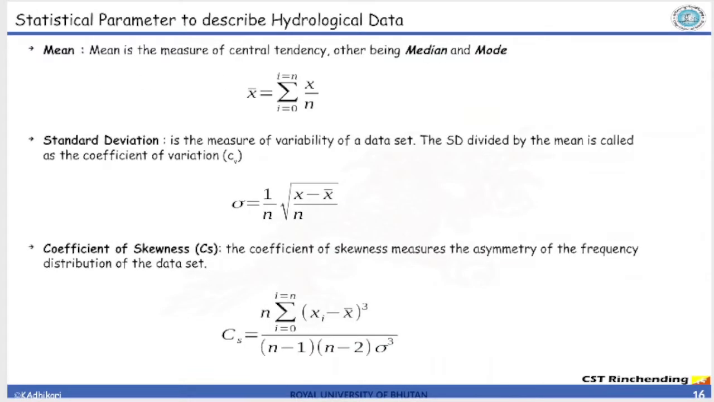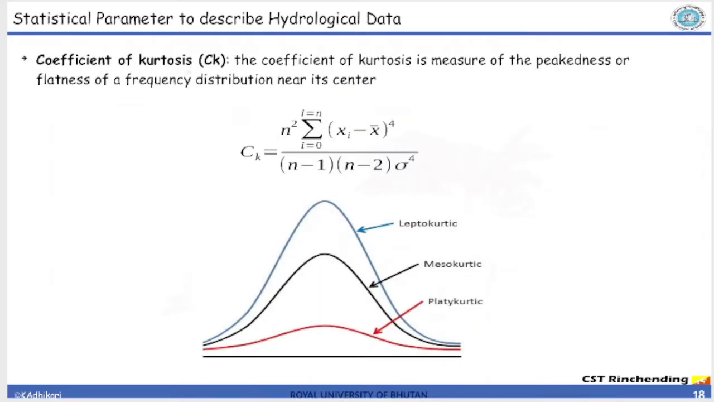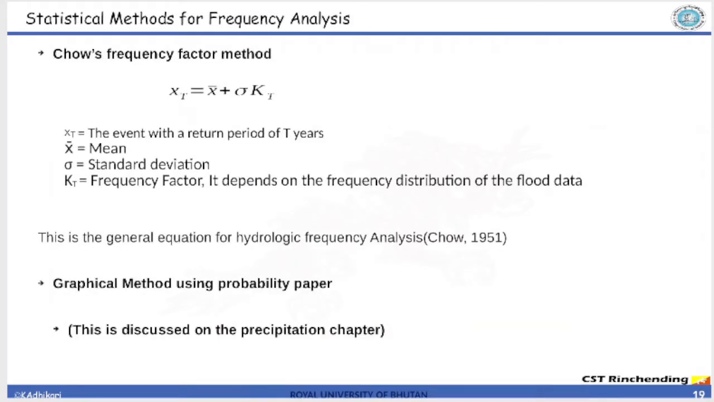Just to revise a few things, the mean we have discussed is the average value, and there is the standard deviation, the coefficient of skewness, and also the coefficient of kurtosis. These are parameters that are derived directly from the data set that is available. Having this data set, information and these coefficients in hand, we can go through frequency analysis through a statistical method.